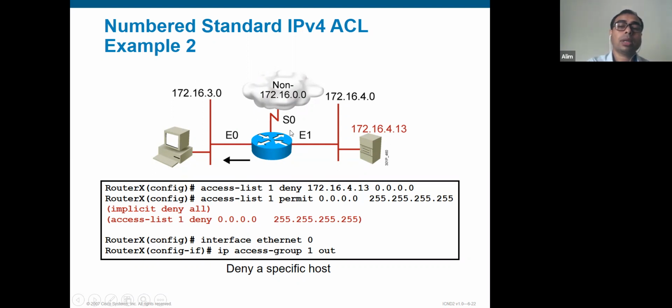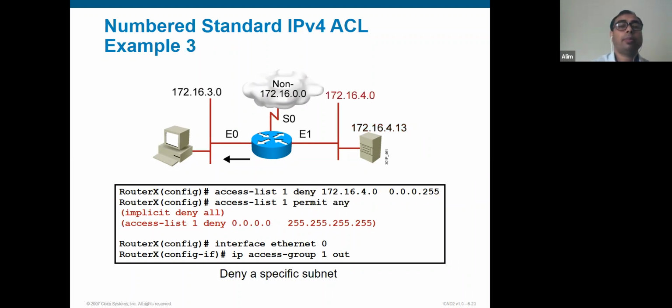What is access list 1? Access list 1 will deny or block the 172.16.4.0 network and allow all other IP addresses.